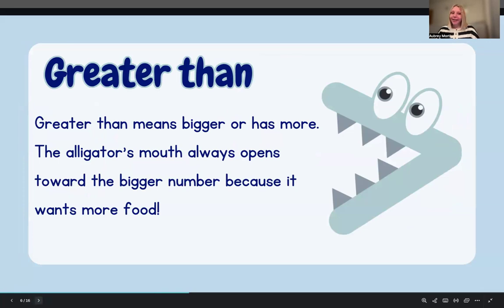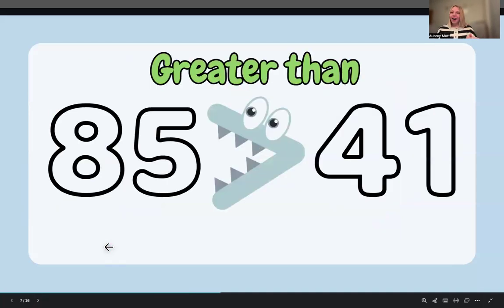So for greater than, it means that it's bigger or it has more. So the alligator always wants to eat the bigger number, so its mouth is going to chomp the larger number. So for our example, 85 is greater than 41 because 85 has more tens than 41 does. It's 8 groups of 10 compared to 4 groups of 10. So the alligator wants to eat 85.